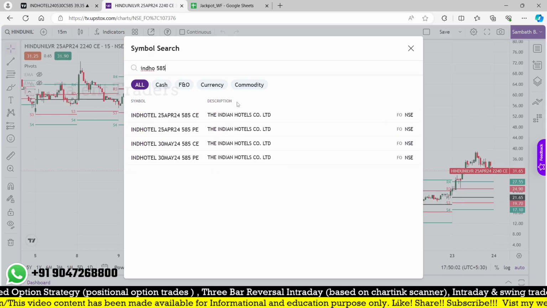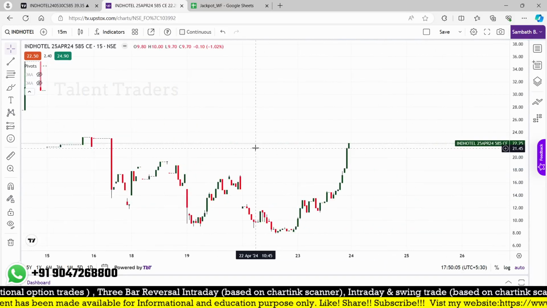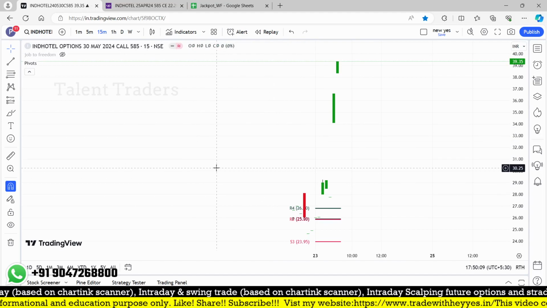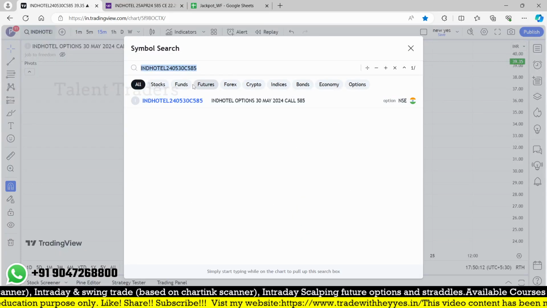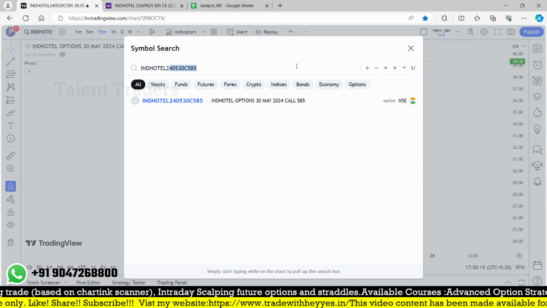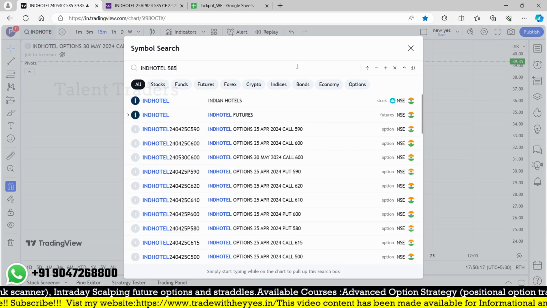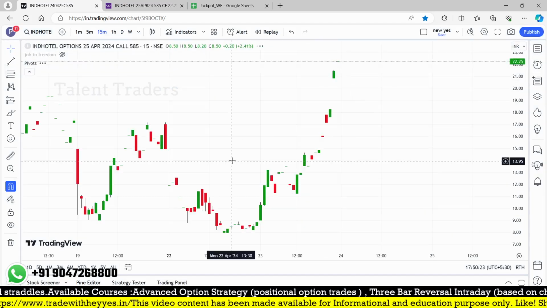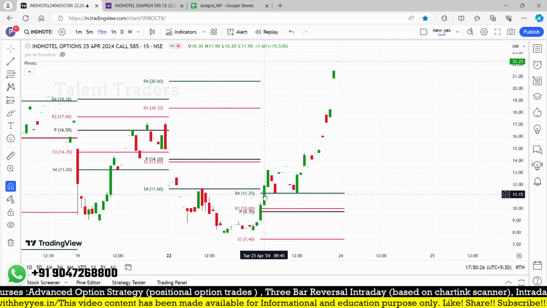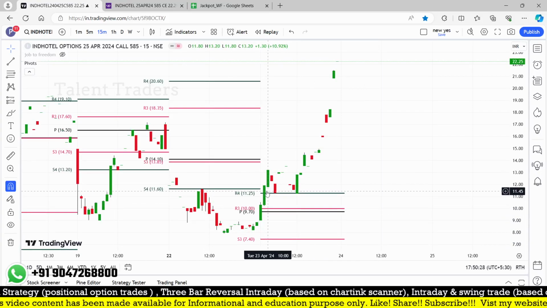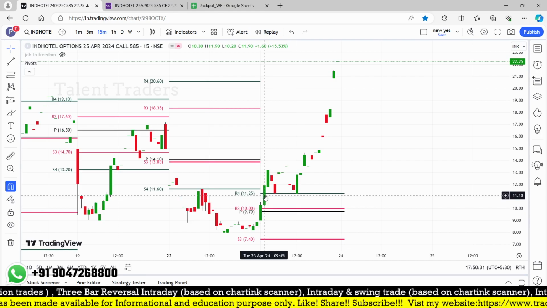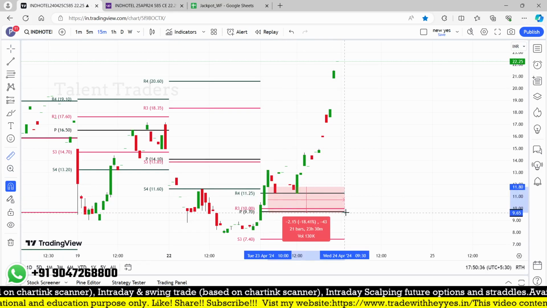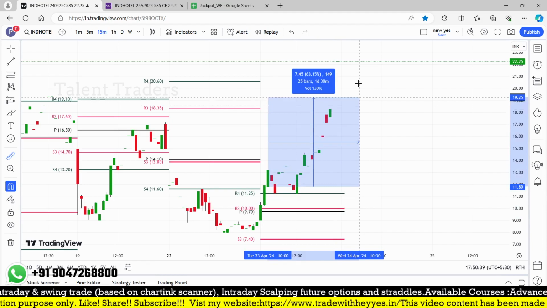The 585 call option. Here the previous data is available, and let me change to the same 15 minutes time frame, but the previous data in this one is not available. Sorry, this is the May contract, so let me open April. Okay, Indo Hotel 585, this is May, April. Here you can see the breakout happening around 11:30, after 9:45. Between 9:45 and 10 o'clock we got a breakout, and if you keep that breakout, you can keep a stop loss below the pivot, about 2 rupees, and it went huge.